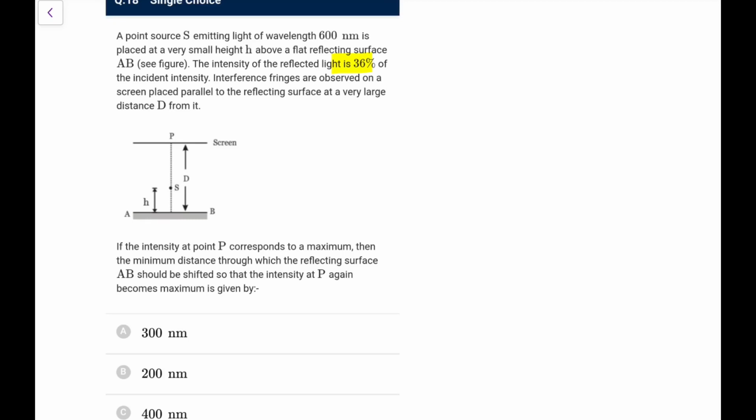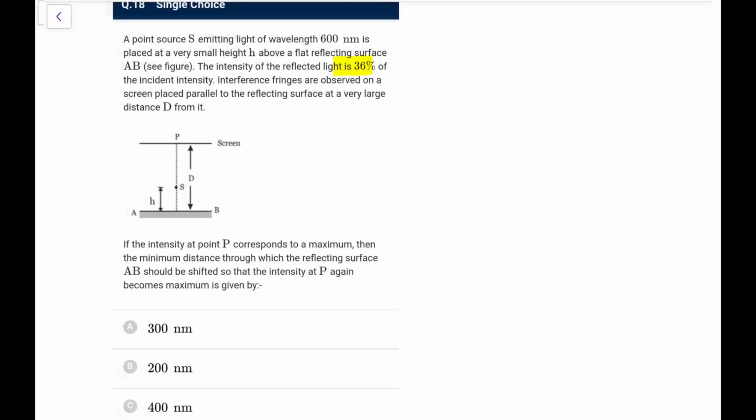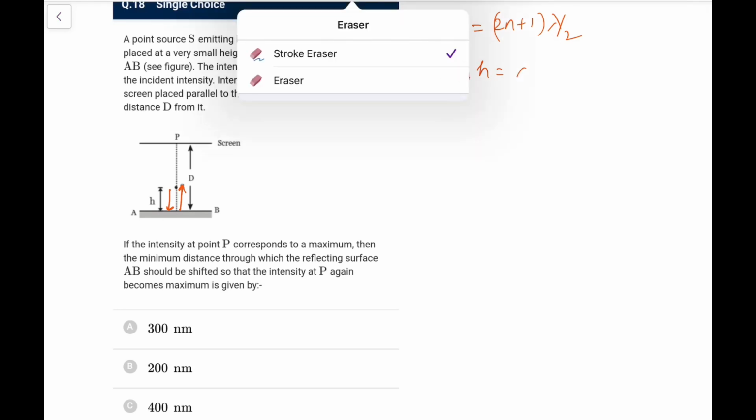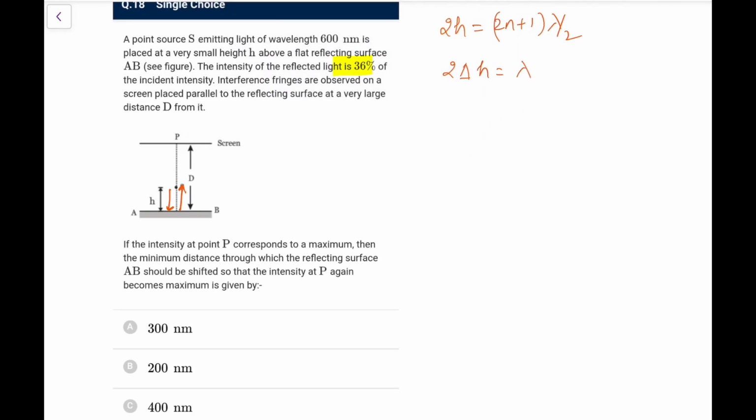so that the intensity at P again becomes a maxima? The path difference here would be this distance, this is the extra distance it has to travel, so path difference is 2h. So here 2h must be 2n plus 1 lambda by 2, because we have to take the pi phase change of reflection. Now, again a maxima means the change should be lambda. So 2 delta h should be equal to lambda, that I should write.